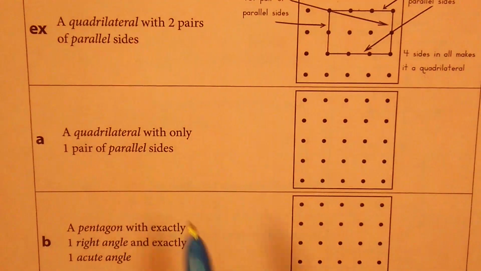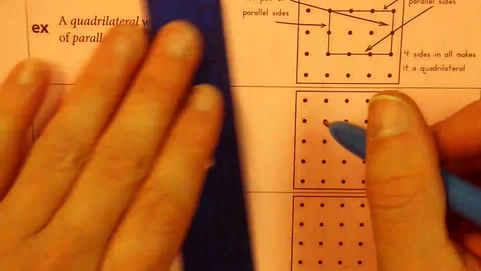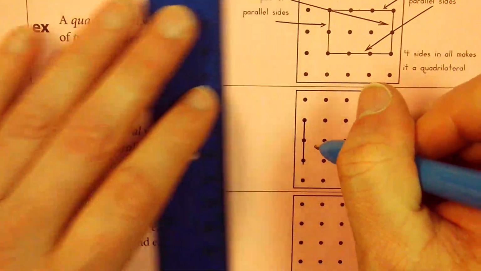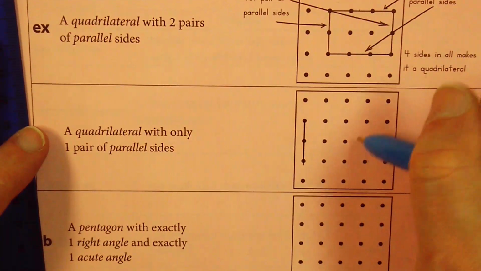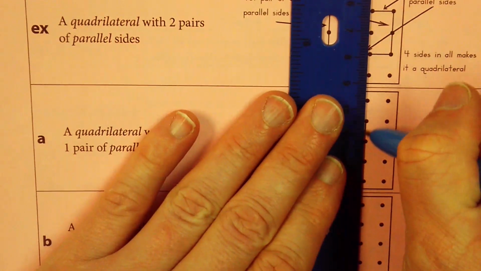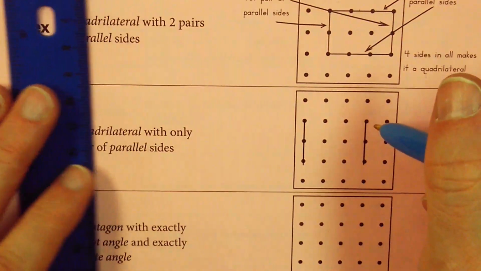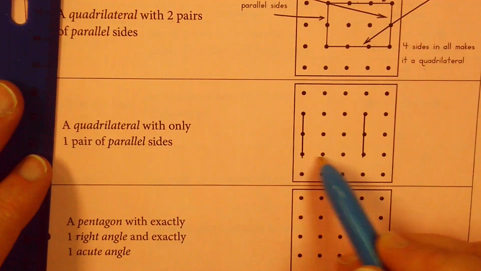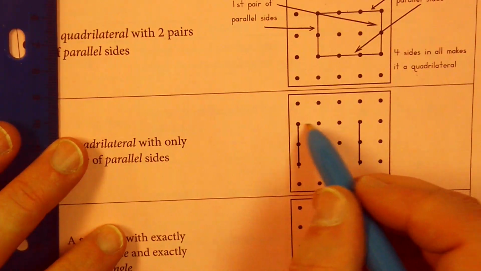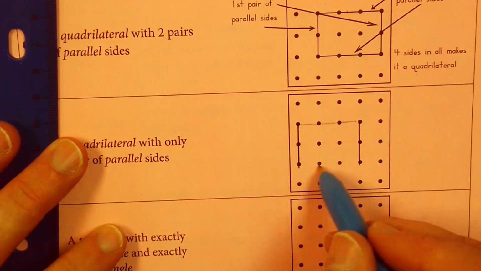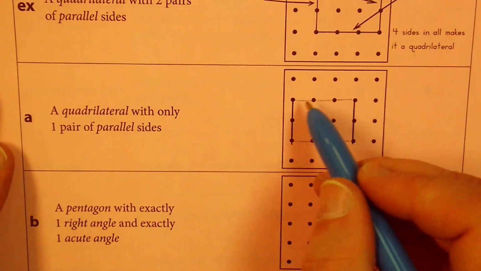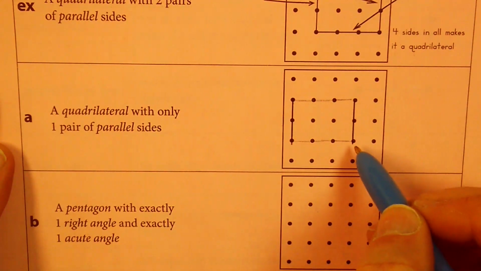Okay. Example A says a quadrilateral with only one pair of parallel sides. So let's say that I draw one side. I'm going to make a parallel side maybe here. Here's the issue. If these are the same length and then I finish them, maybe if I lightly color those, you can kind of see what I'm meaning. I just made a parallelogram, or a quadrilateral that has two sets of parallel sides.